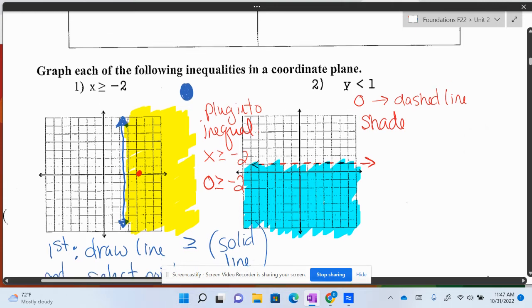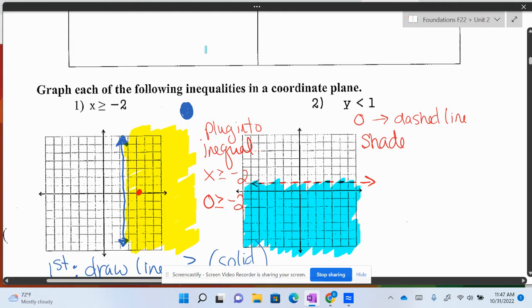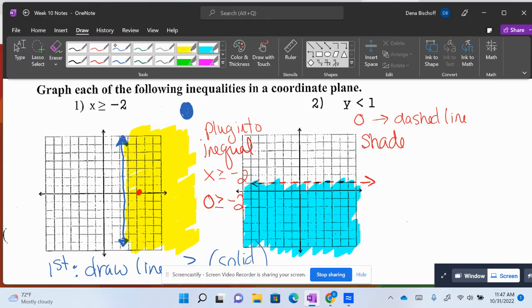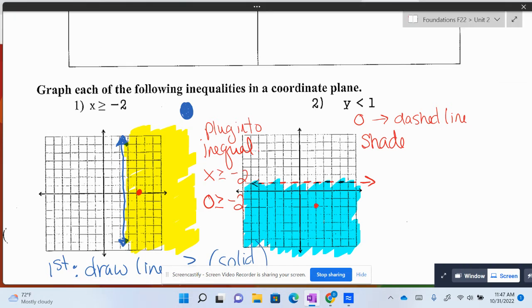So let me talk to you about what that shaded area represents. Any point in this shaded region is going to be a solution. So this has a y value of -2. Is -2 less than 1? Yes. This has a y value of 0. Is 0 less than 1? Yes. This has a y value of 4. Is 4 less than 1? No. That's why it's not in the solution set. It's not in the shaded region.